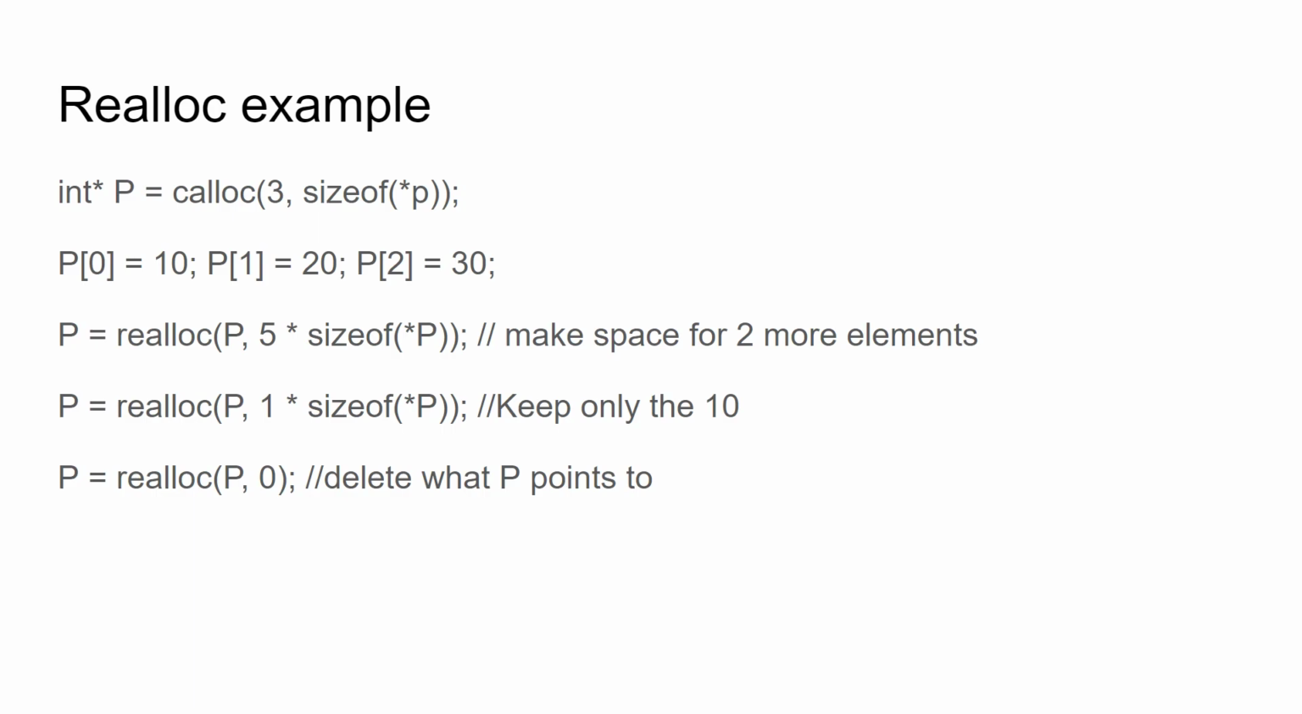Those 2 new elements are completely uninitialized. I don't know what their values are. They're undefined, but they exist now. And notice I also made sure to reassign the pointer in case realloc had to move my memory to some other location. Here I realloc down to 1 element, so I remove all the elements except the very first one. I just keep the 10. And then here I realloc to be 0 bytes big, so I delete everything.